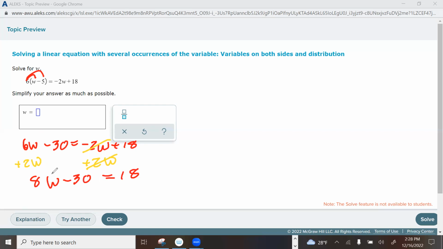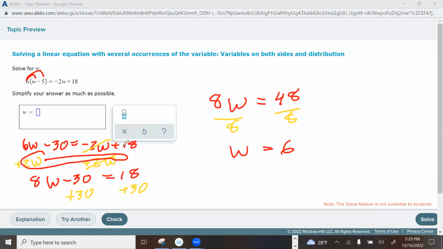Since we're putting all the w's on the left side, let's put everything else on the right. So I'm going to add 30. And let's see, so that's going to give me 8w equals 48. And then I'm going to divide by 8. And w is going to be 6. So that is how you do it. Right there, you got to get all the w's on one side, left or right, it doesn't matter. You get the same answer either way.